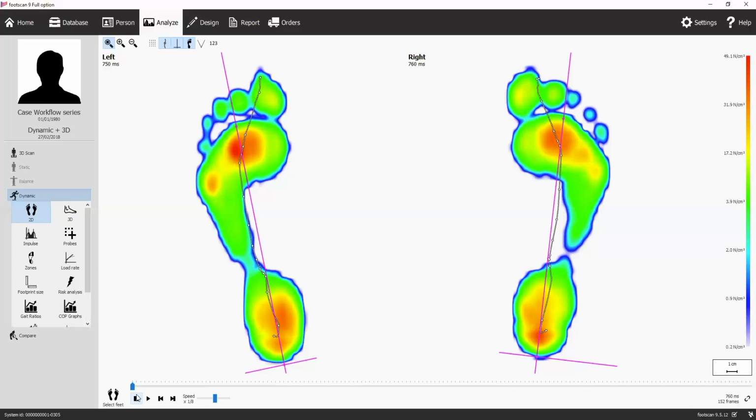And the third thing you can look at is the amount of midfoot contact. So when you look at the midfoot area, you get an idea of the amount of contact or the height of the arch in a dynamic setting.